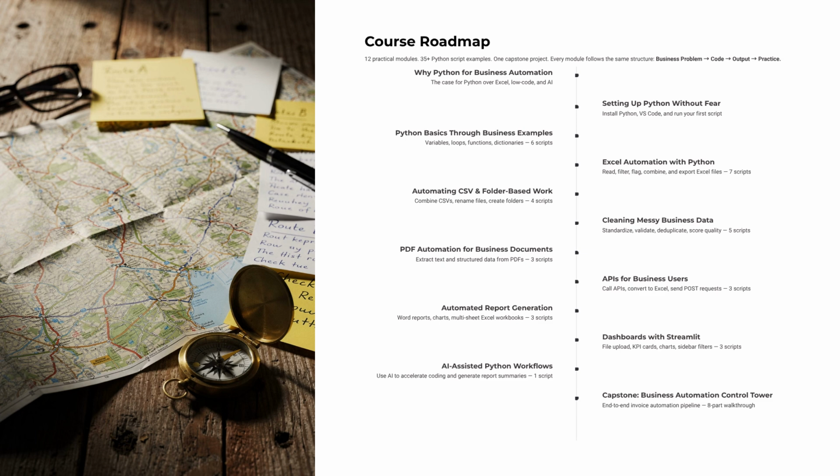Then we move into Excel automation, CSV and folder automation, messy data cleaning, PDF extraction, APIs, automated reporting, dashboards, AI-assisted workflows, and finally a capstone project. The capstone is a business automation control tower. It combines everything you learned into a complete invoice automation workflow. Each module follows the same structure: business problem, code, output, and practice.